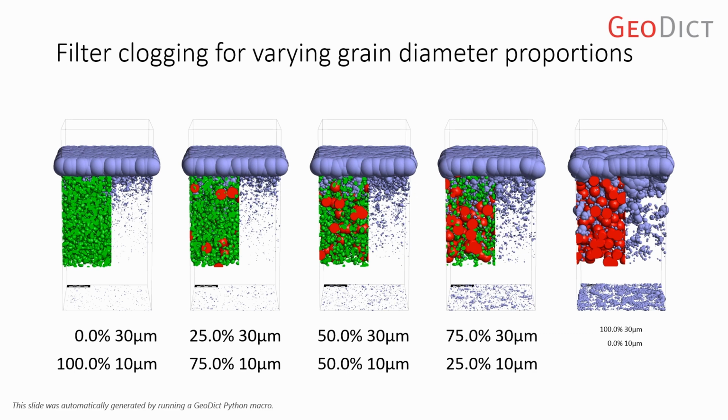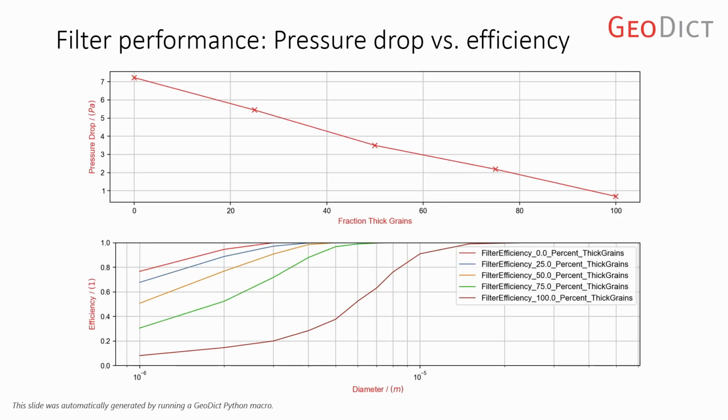And we can see that a lot of particles are not filtered anymore, whereas in the first example, we can see that most of the particles were filtered. To get a numerical representation of that, we can also do a plot. Here, we can see the pressure drop of the filter medium, depending on the fraction of large grains. So, corresponding to these structures, 0% large grains on the left-hand side and 100% large grains on the right-hand side, we can see how the pressure drop changes.